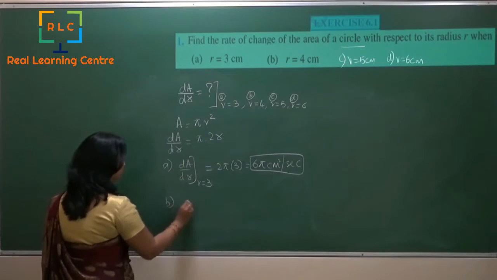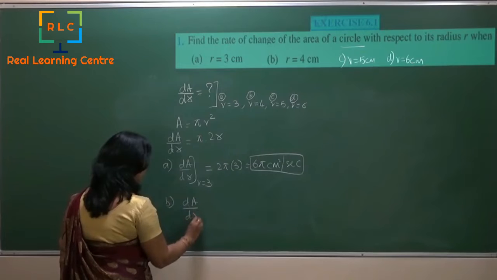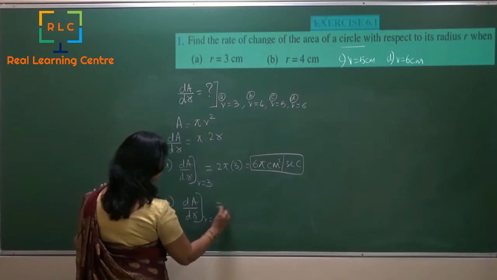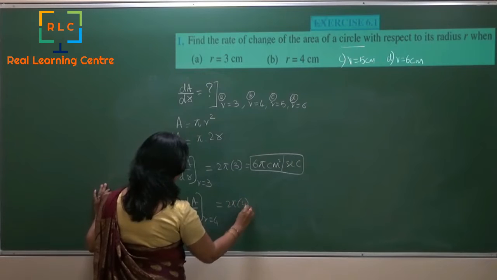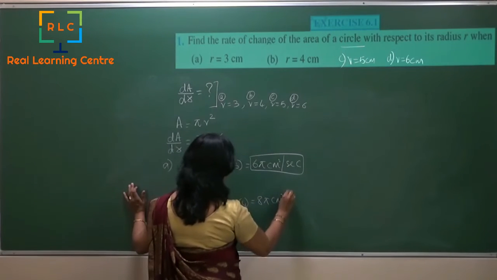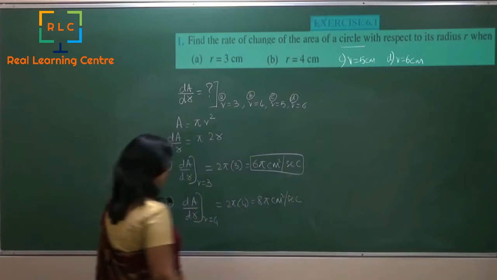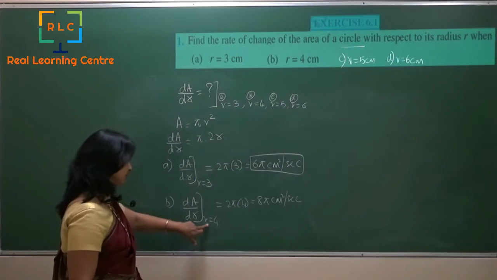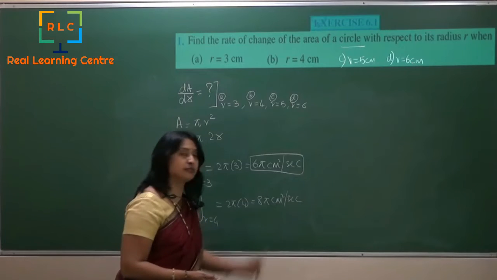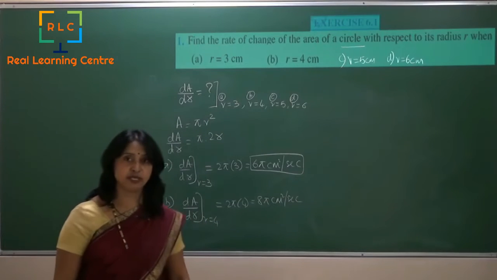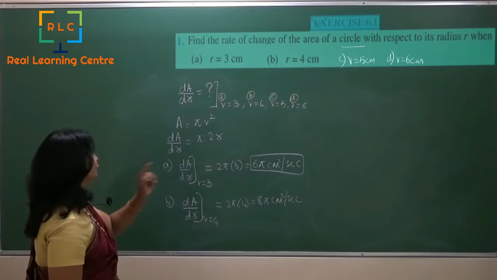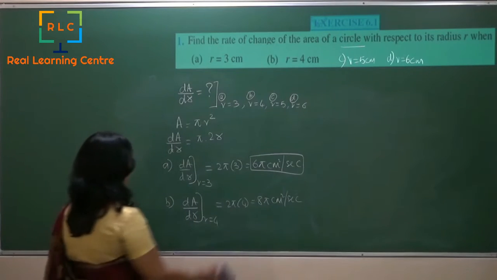Next, B. The same thing when r is equal to 4 centimeter, how much is that? It is 2 pi into 4, which is equal to 8 pi centimeter square per second. When r is equal to 4 centimeter, area is increasing at the rate of 8 pi centimeter square per second. That's the meaning. Okay. For 3 and 4 I have done. For 5 and 6 you do by yourself.